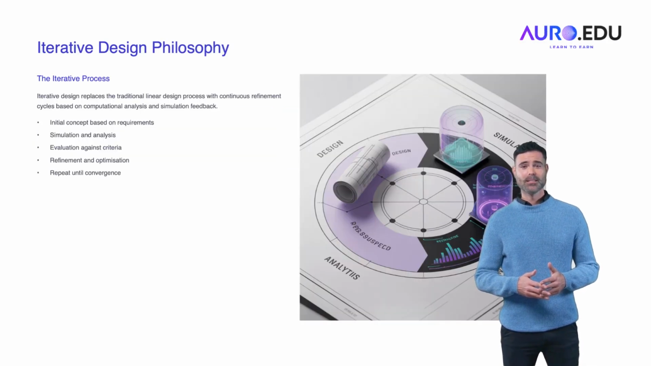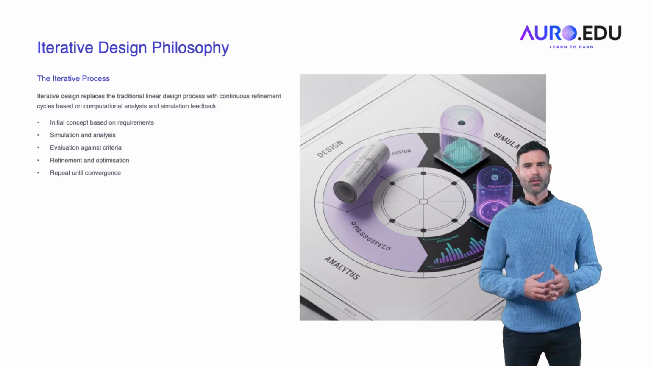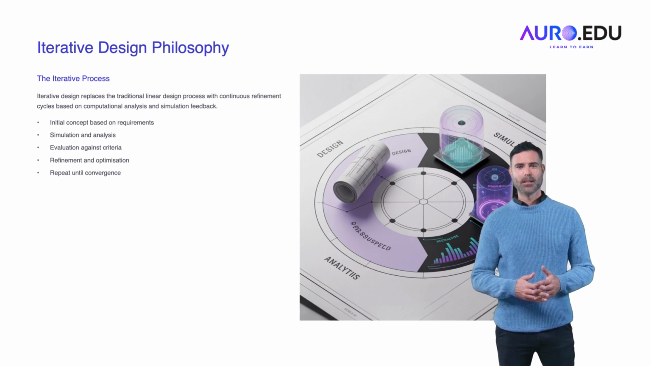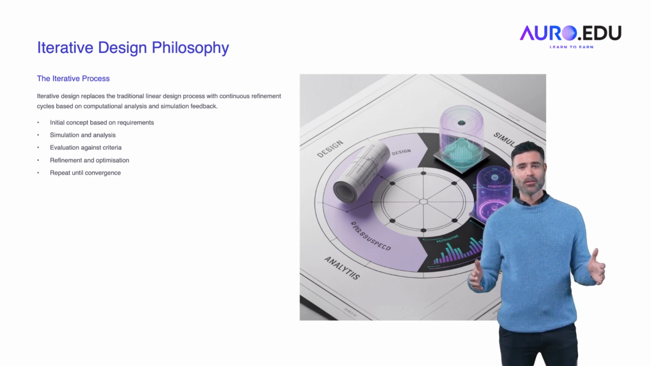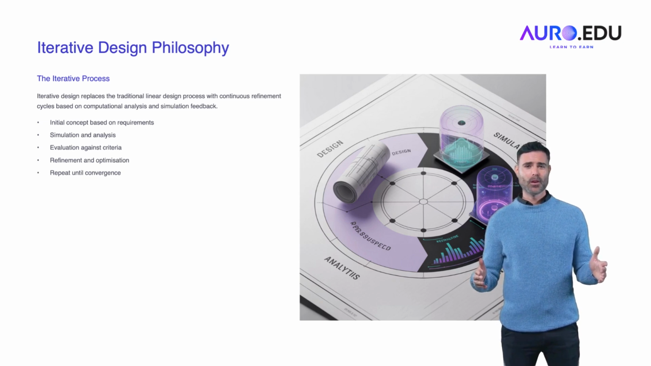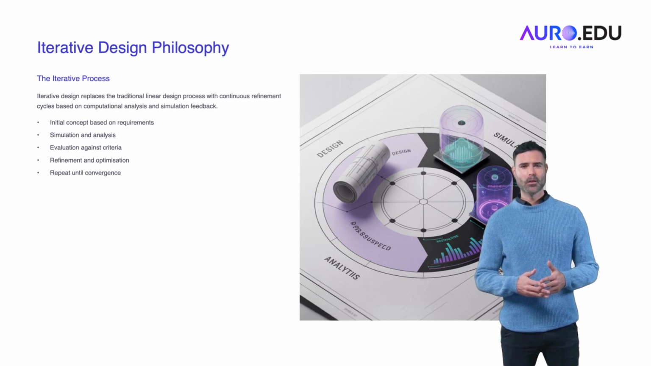The iterative process in aerospace design. The iterative process is central to aerospace design, where designs evolve through continuous feedback loops. The process begins with an initial concept that meets basic requirements for performance and aerodynamic efficiency. CFD simulations are run to evaluate the aerodynamic properties, such as lift, drag, and pressure distributions, to refine the design further. Structural analysis is performed using FEA to ensure the design meets strength and rigidity requirements under operational loads.